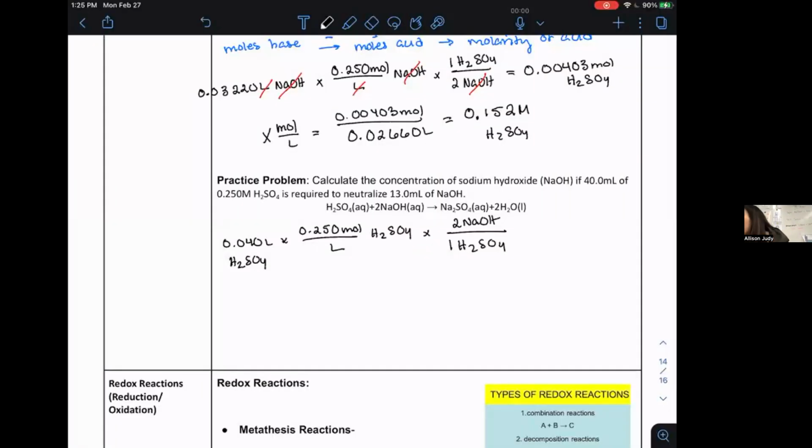So for this problem, you guys just flipped it. Now the analyte, the solution that we're analyzing, the unknown molarity solution, is our base. And we're titrating it with a known standardized solution of our acid.